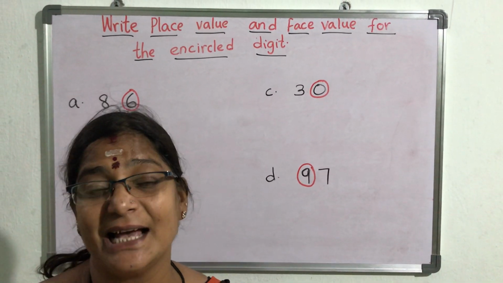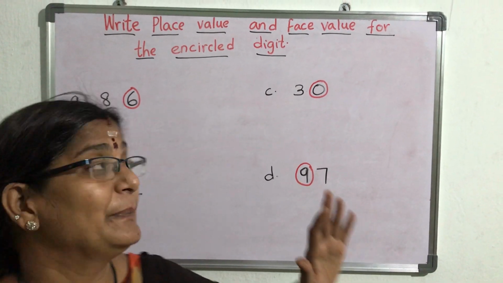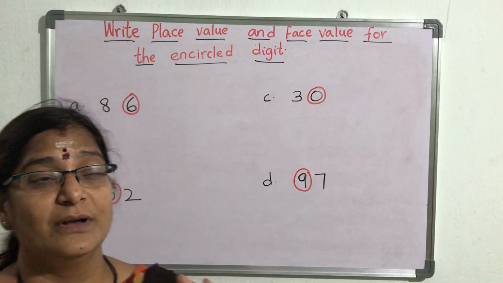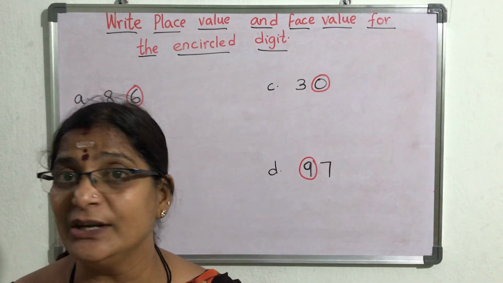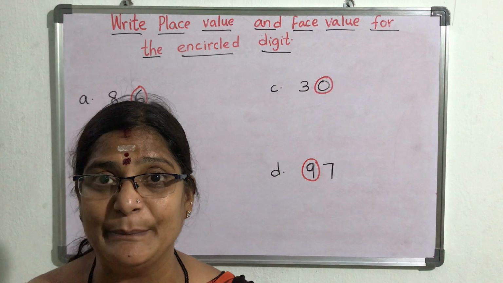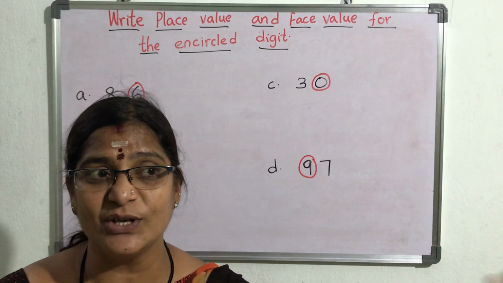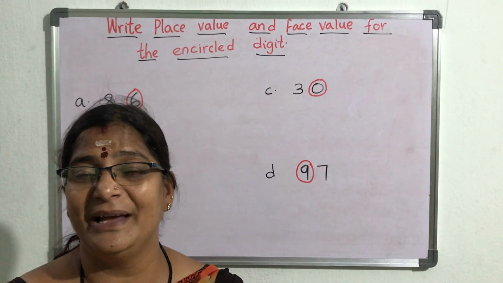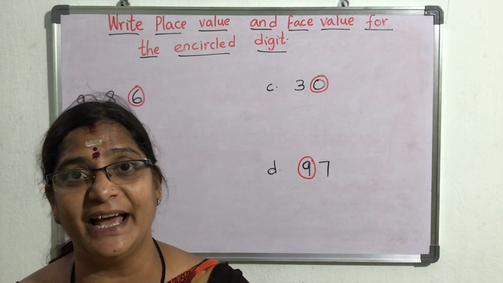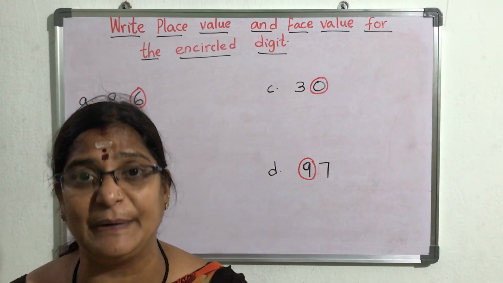In the previous class I told you about place value and face value. Now, coming to place value: place value will always change, but face value will not change. For example, from nursery you came to LKG, which means you have changed the place. So the place is changing. From LKG you came to UKG, then you went to first class, then second class. Like that, you will be changing the place.